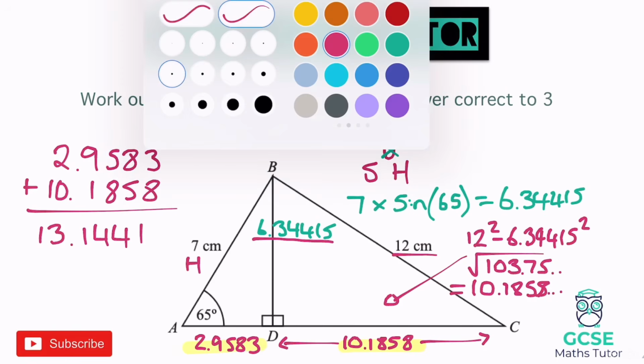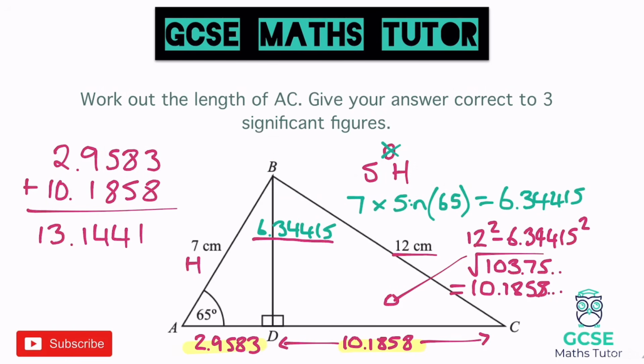13.1441. And now I can round it as the question said, giving it to 3 significant figures, and that's after the 1. So our answer is 13.1. Check the units, centimetres. And there's our final answer for that question.